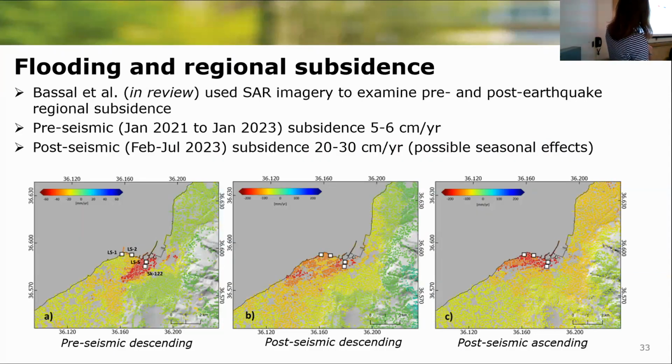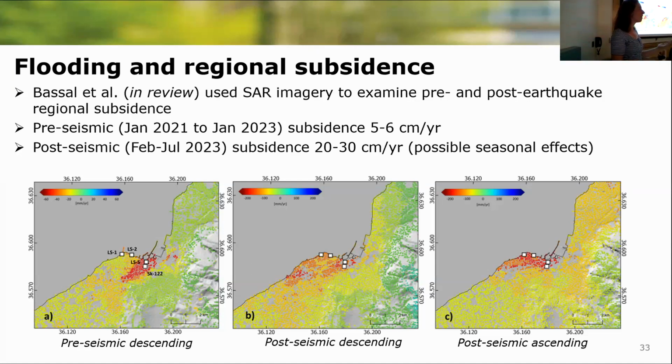So what Patrick has done following the earthquake and our observations of flooding is he's collaborated with folks to look at InSAR data, to look at subsidence rates in the region. So this satellite data looks at subsidence for about 2 to 3 years prior to the earthquake, and the rates of subsidence are about 5 to 6 centimeters per year. And then granted, this is only in the few months following the earthquake, but they see subsidence rates of 20 to 30 centimeters per year. There are possible seasonal effects from this. We need to continue to monitor and see what's happening.